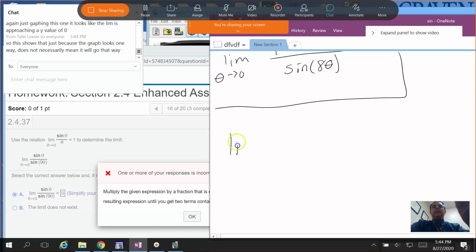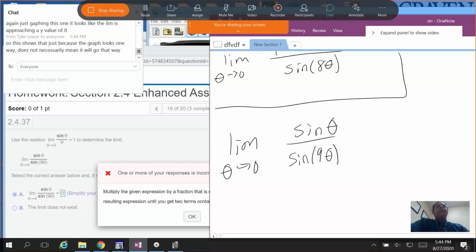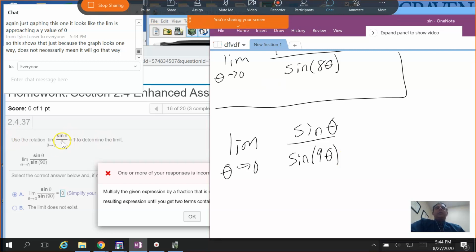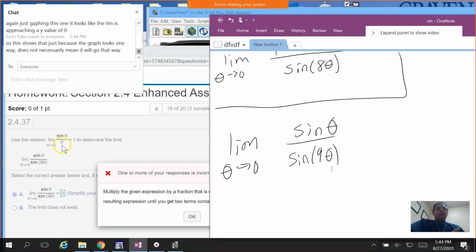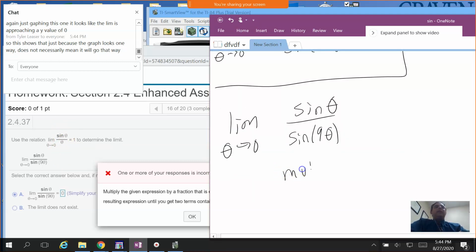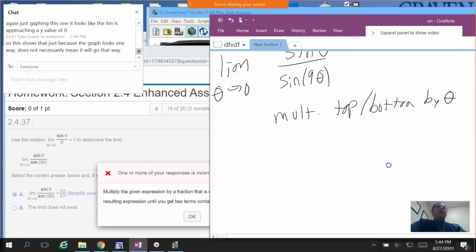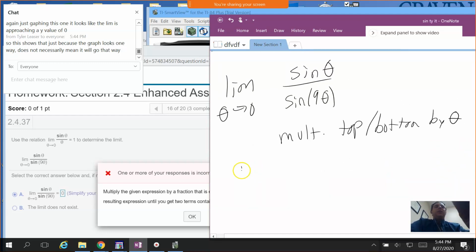So we're going to do the limit as theta goes to 0 of sine theta over sine of 9 theta. If we want to use that identity they give us, sine theta over theta, and the other way around, theta over sine theta, I'm going to multiply top and bottom by theta. Because we're really just multiplying by 1, it's not a big deal. But when I do it this way, you'll see what happens.